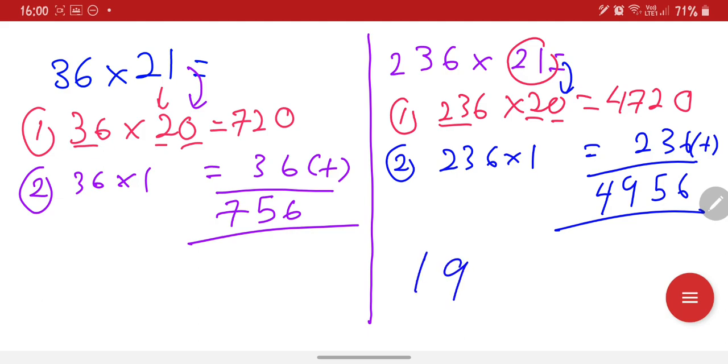Remember, if you see 19 or 21, then you just make it 20 in the middle here, then you just have to double. Then you follow the steps.